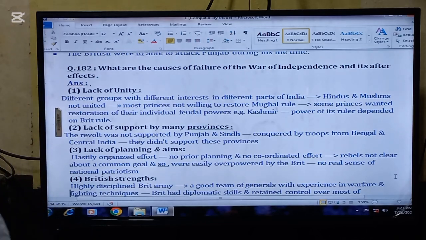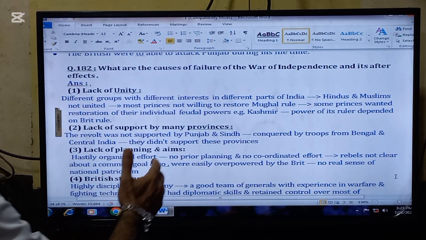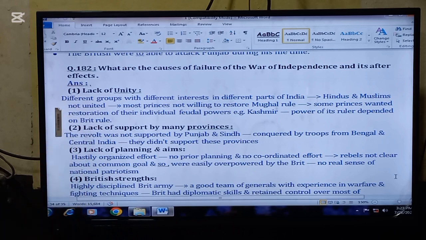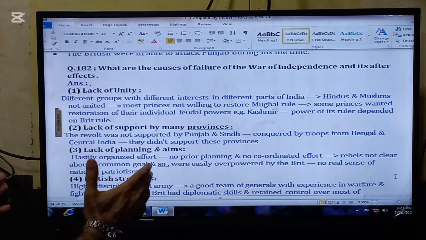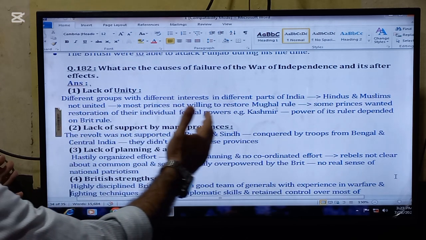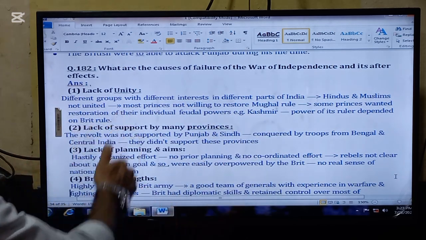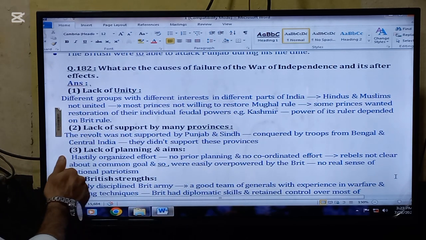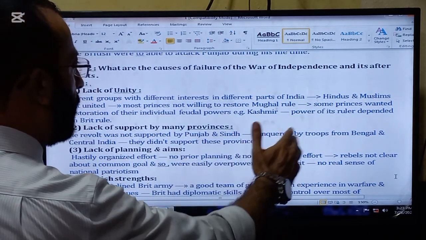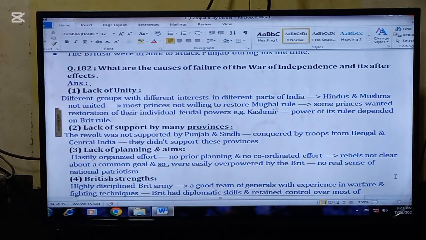Another important question for today is: what are the causes of the failure of the War of Independence and its after effects? So concentrate yourself. This is a very important question. The first reason for the failure of the War of Independence is lack of unity. Different groups with different interests in different parts of India. Hindus and Muslims not united.